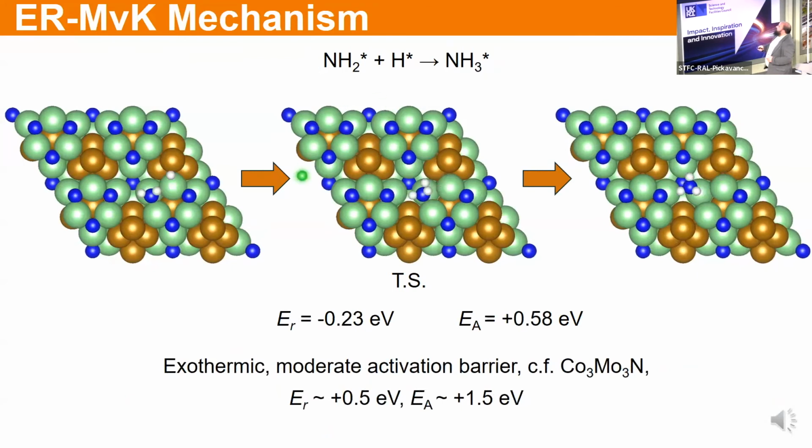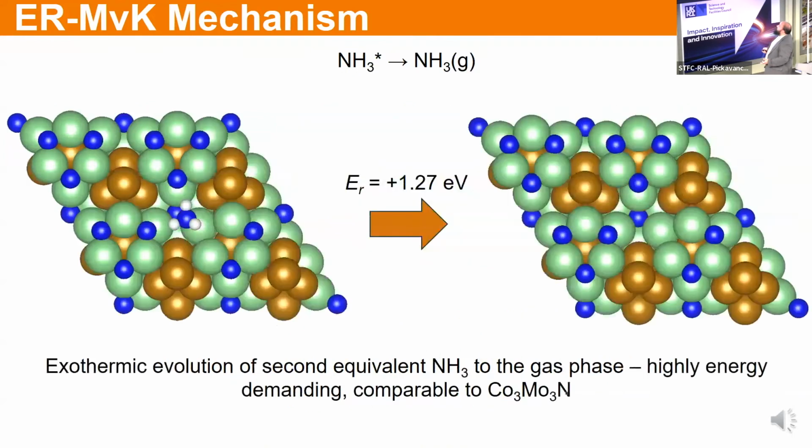So the final hydrogenation step required to form essentially ammonia on the surface, for iron, we return to exothermic with a moderate barrier. Again, we see this alternating behavior for the cobalt. The previous hydrogenation process was thermoneutral with a low barrier. Now we've gone back to endothermic with a higher barrier. And of course, the final step is the evolution of the second equivalent of ammonia to yield the slab with this nitrogen vacancy, completing the catalytic cycle.